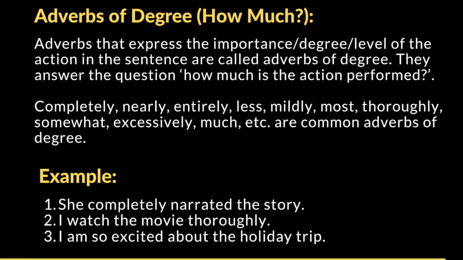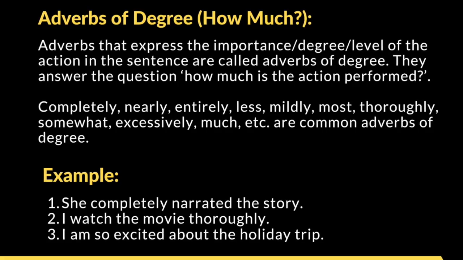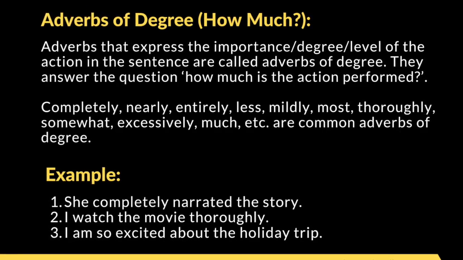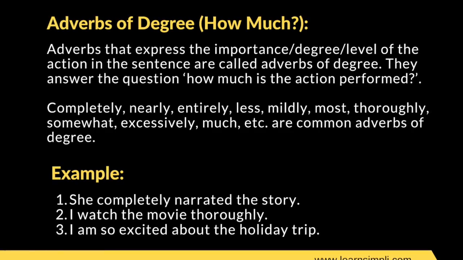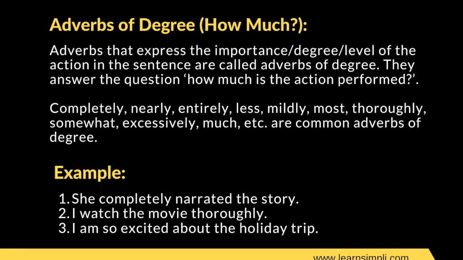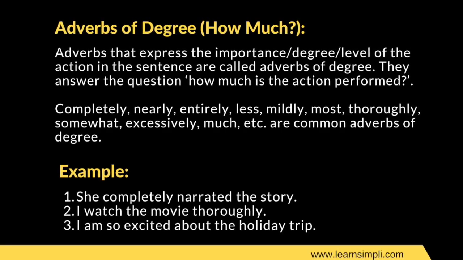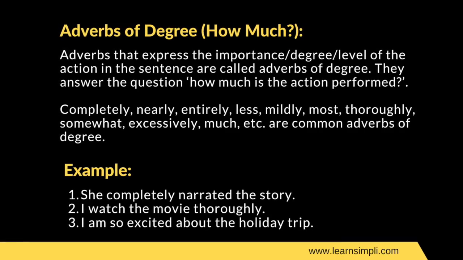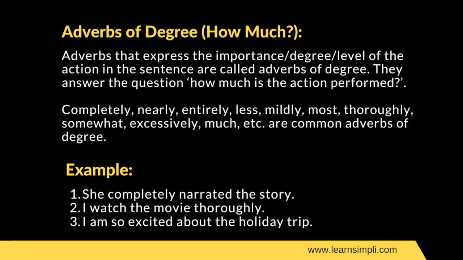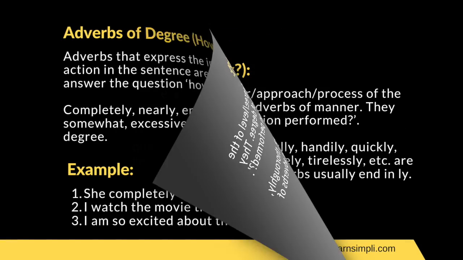Adverbs of degree. How much? Adverbs that express the importance, degree or level of the action in the sentence are called adverbs of degree. They answer the question: how much is the action performed? Completely, nearly, entirely, less, mildly, most, thoroughly, somewhat, etc. Example: She completely narrated the story. I watched the movie thoroughly. I am so excited about the holiday trip.